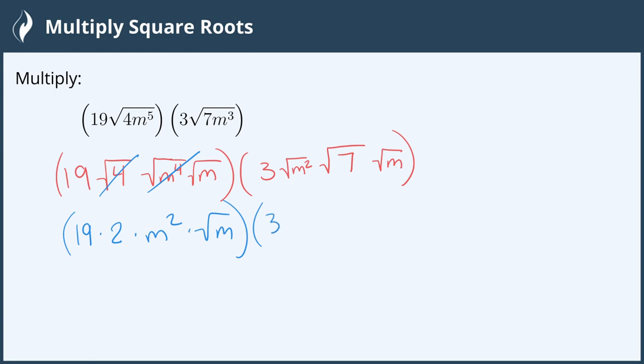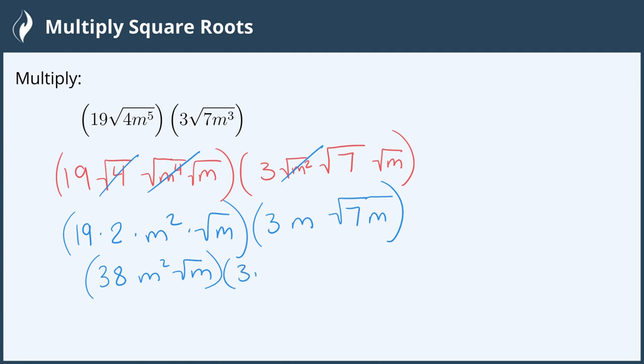The next one, we have 3, and the square root of m squared is m. The square root of 7 does not simplify, so it stays here, and the square root of m doesn't simplify either, so let's keep it under the same radical. On the left-hand side, we have some things that we can combine. 19 times 2 is 38, and we still have m squared, square root of m. Now this is being multiplied to 3m square root of 7m.